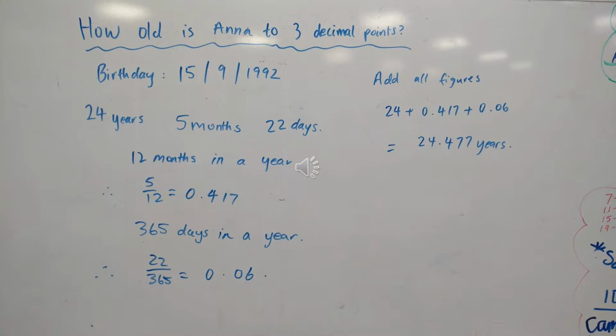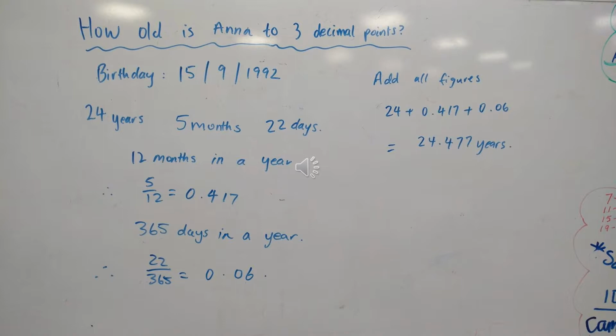Using the calendar, we worked out that I was 24 years, 5 months, and 22 days old. Considering that there are 12 months in a year, we put 5 months divided by 12 in the calculator and worked out it was 0.417. And considering that there are 365 days in a year, we put 22 days divided by 365 days and worked out it was 0.06. So we added all the figures together.